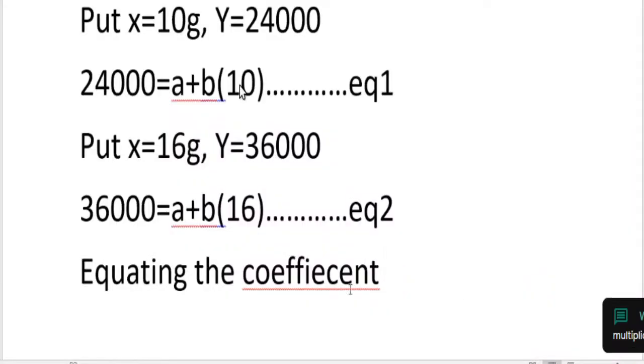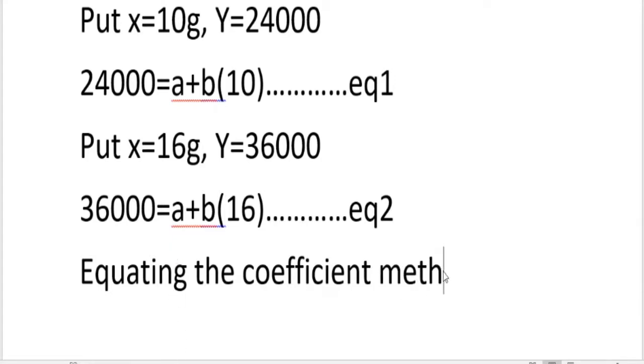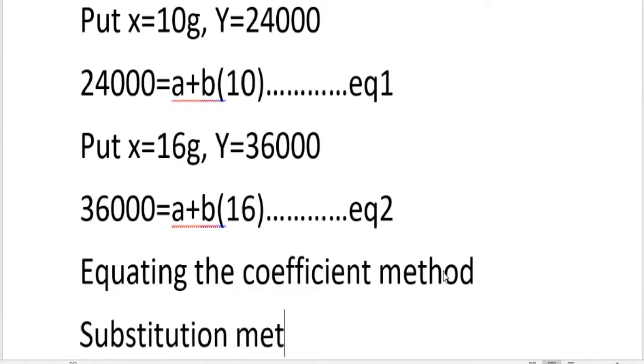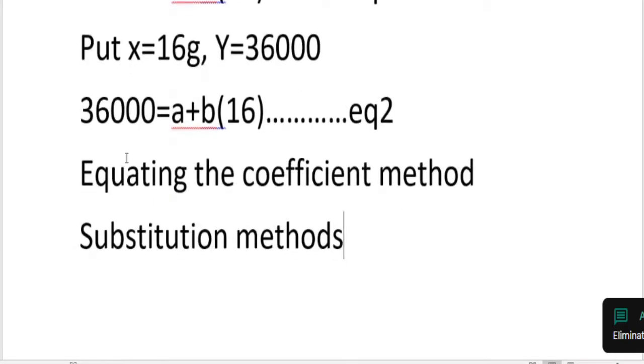Now, how do we solve these two equations? The equating the coefficient method is the popular method, and we also have the method we call the substitution method. So we have the equating the coefficient method and the substitution method. These two methods are popularly used to solve two equations.